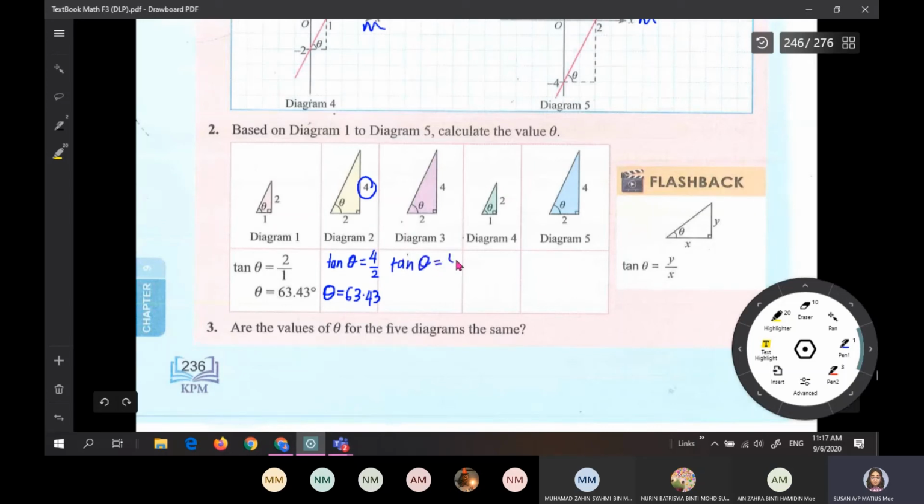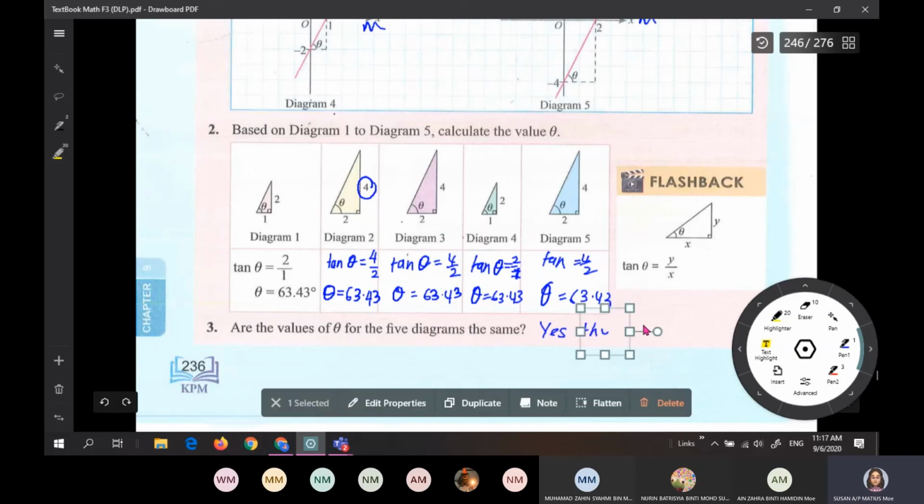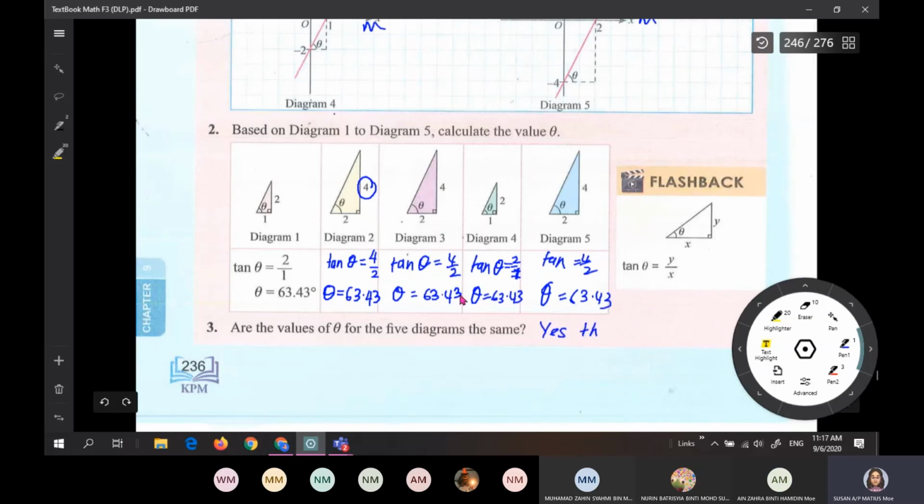Okay, let's try the next one. Tangent 4 divided by 2 again. It still gives you the same answer. Tangent 2 over 1, it still gives you the same answer. And the last one, tangent 4 over 2, it still gives you the same answer, which is 63.43. So are the values of the angle for 5 diagrams the same? Yes, they are the same.